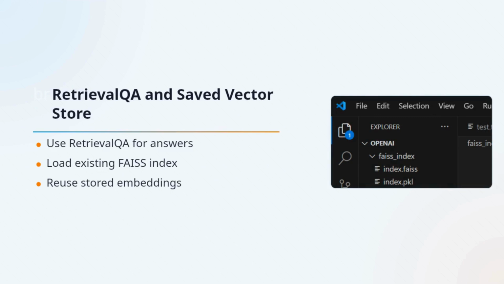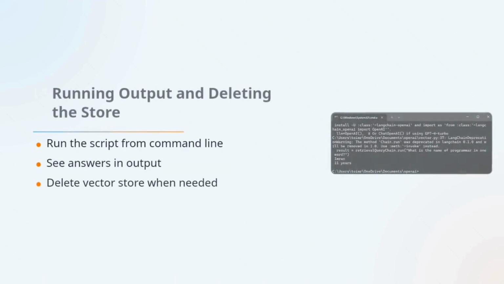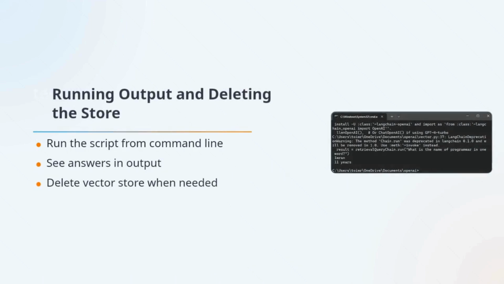A nice advantage here is that you do not need to recreate embeddings every time. You can load the earlier saved FAISS vector store, such as a folder named faiss_index, and continue asking questions on top of the already indexed content. When you execute the script from the command prompt using a command like py vector.py, the system processes the data and can answer queries from the indexed content. The output shows the response generated through retrieval and the language model. If you no longer need the vector store, you can delete the FAISS directory completely. That removes the stored index files from the file system and clears the saved vector database.